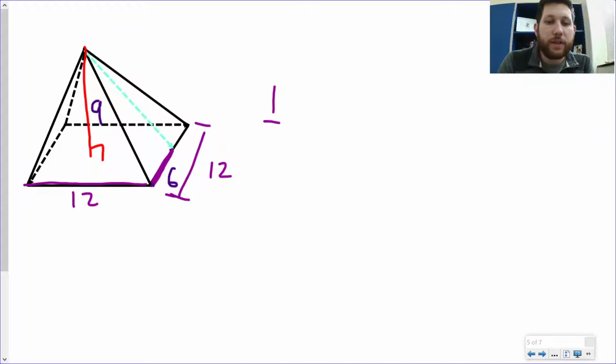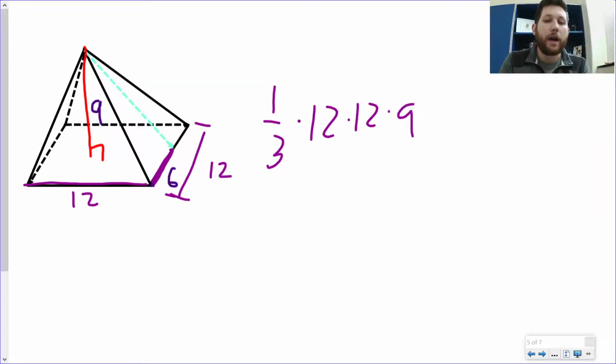So once again, I'm just going to set it up. 1/3 times 12 times 12 times 9. Okay, so that's 144 times 3, which is 432. All right. That seems pretty straightforward, right?